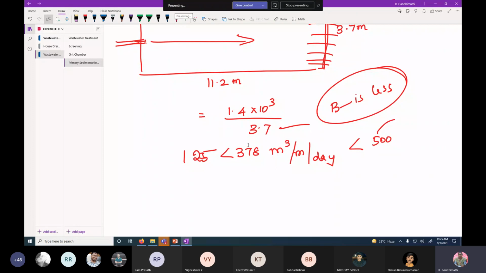And then please note down for the 35% BOD removal, the overflow rate is 28.5 meter cube per meter square per day. Okay, maybe you just go with the rectangular sedimentation tank, okay, rectangular type. Tomorrow's class we will see the circular sedimentation tank. I will stop with this.